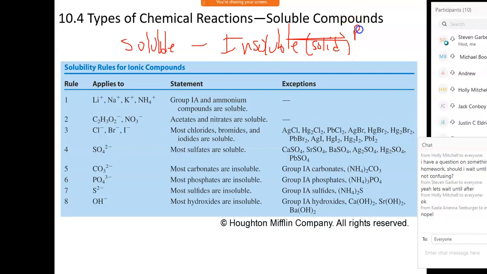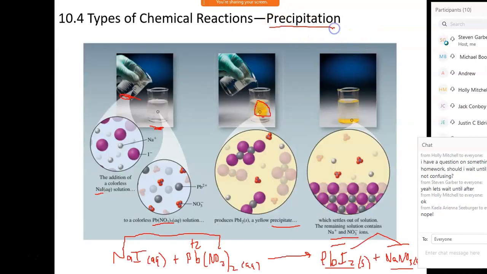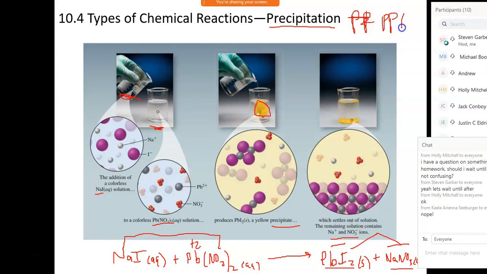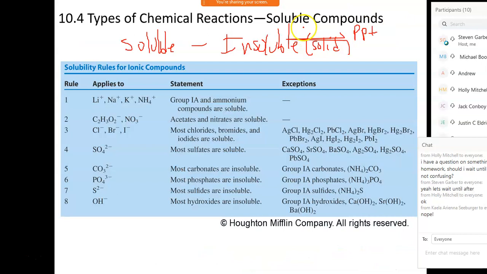Or the precipitate. Remember, these are precipitation type reactions. So shorthand for a precipitate is PPT. Rather than writing out the whole word, I'll just put the PPT. So using this chart, you'll be able to predict which one is the solid, meaning it's the one that's insoluble, or you'll be able to figure out what is aqueous, which is soluble. Soluble implies it's still aqueous.